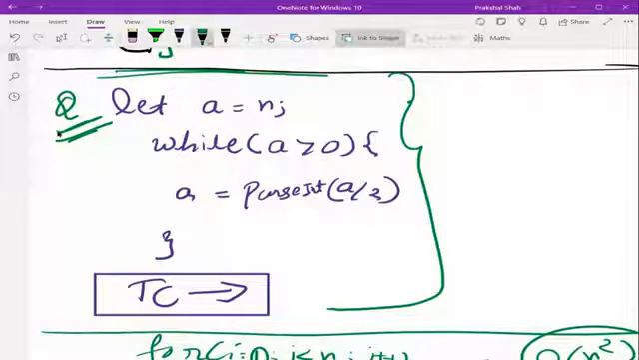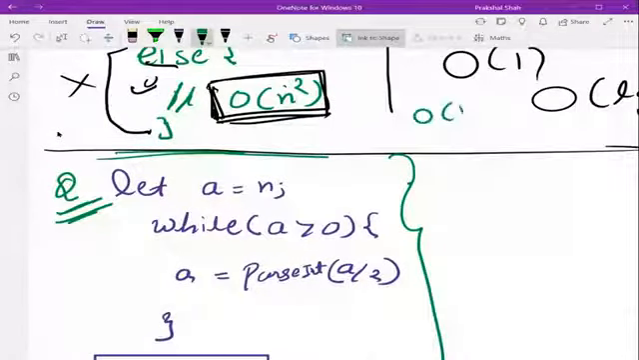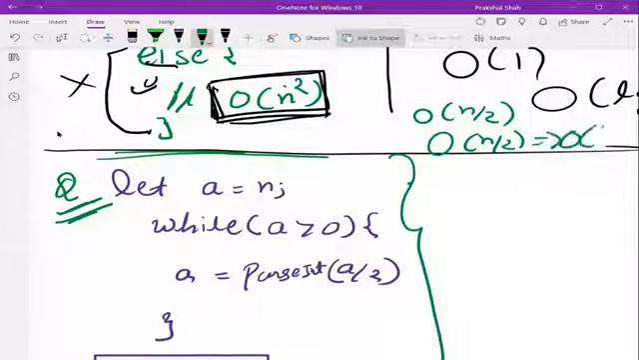Vishal, it's not order of 1. It's not order of n. It's not n by 2. See, n by 2 should not be the answer, because order n by 2 is what? 1 by 2 into n, so 1 by 2 will be ignored. Either you can tell me n or you can tell me 1. You should not tell me 1 by 2.